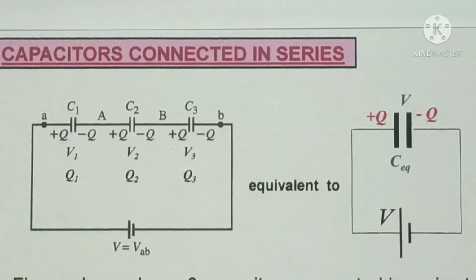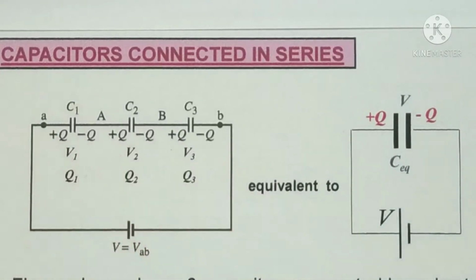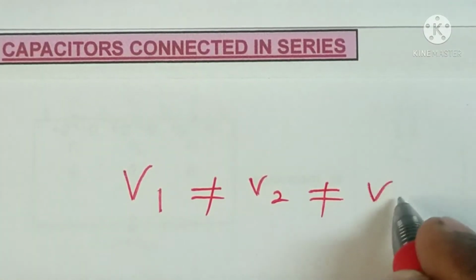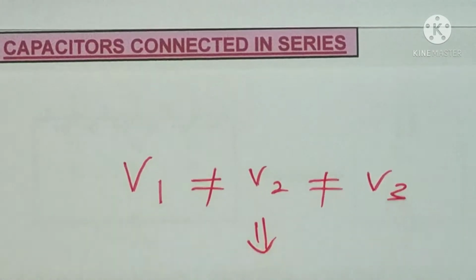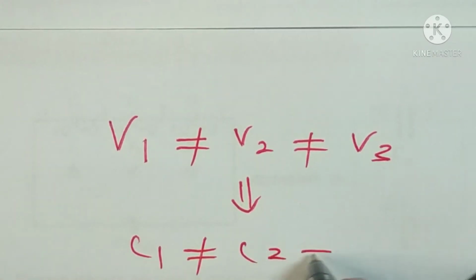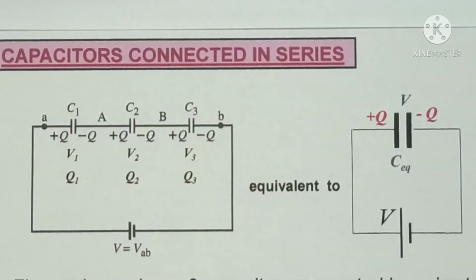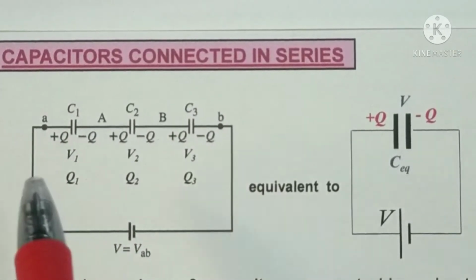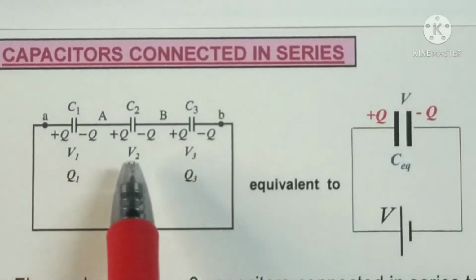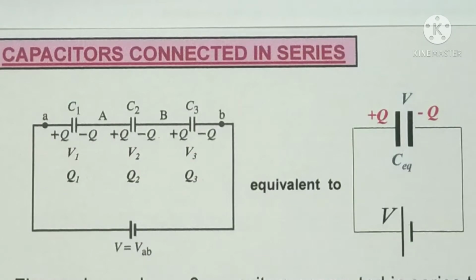Whereas the potential differences across each capacitor are not the same: V1 is not equal to V2 and not equal to V3, for the situation where C1 is not equal to C2 and not equal to C3. If C1, C2, C3 are identical capacitors, then V1, V2, V3 will remain the same, giving the same potential difference across C1, C2 and C3.